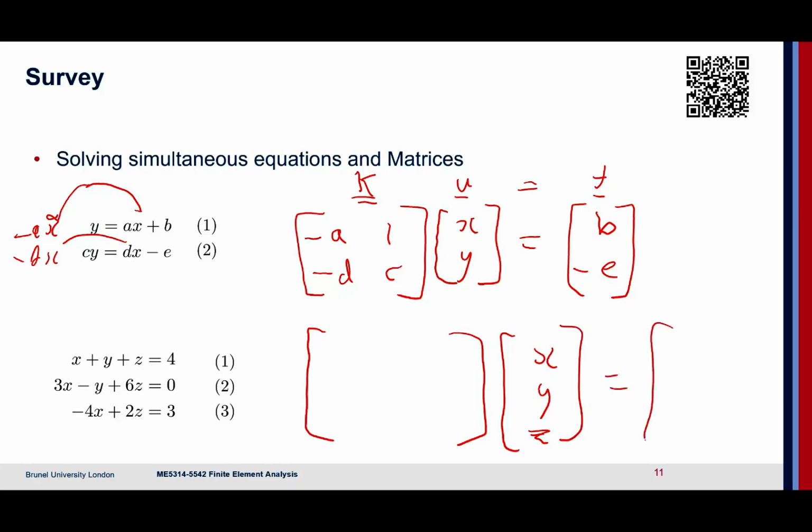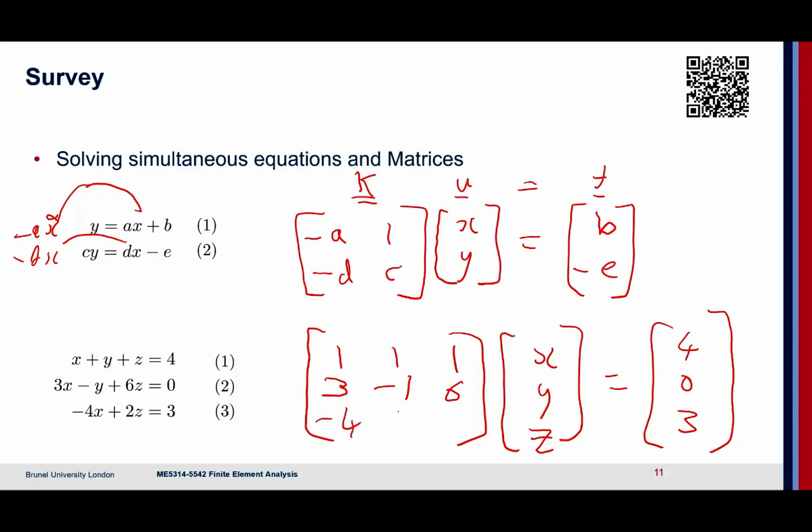And then that's going to be equal to, and we can actually write the right-hand side directly, just because this example is slightly easier. Okay, so the x component for the first one is 1, for the y and for z. So for the first equation, it's just 1 times x, 1 times y, 1 times z, and that gives us equal to 4. For the second equation, our first coefficient is 3 for the x component, minus 1 for the y component, and 6 for the z component. And then for the final equation, we have minus 4 for the x component.